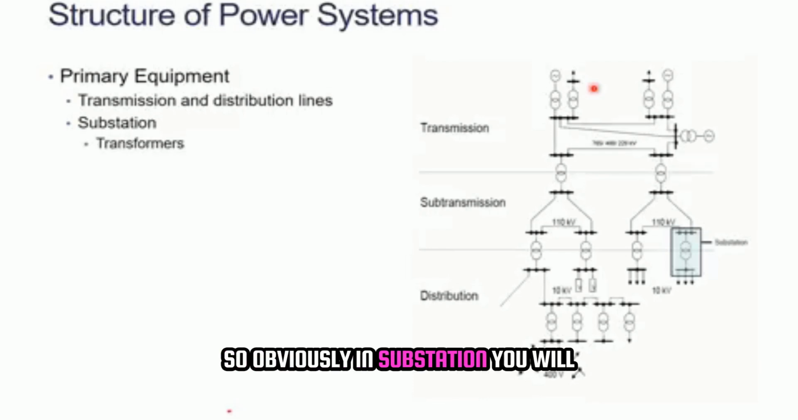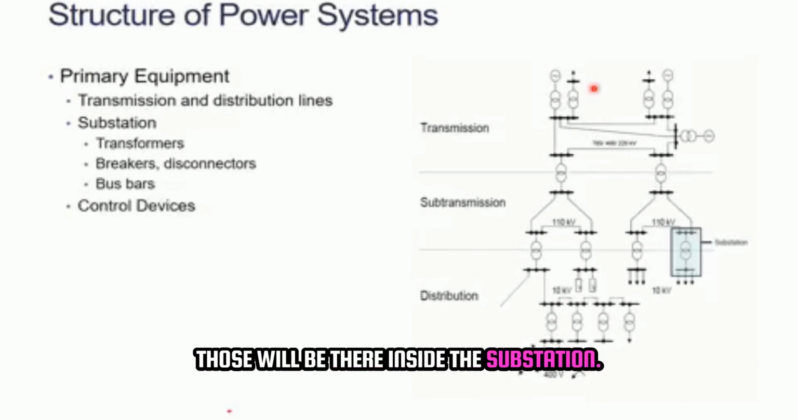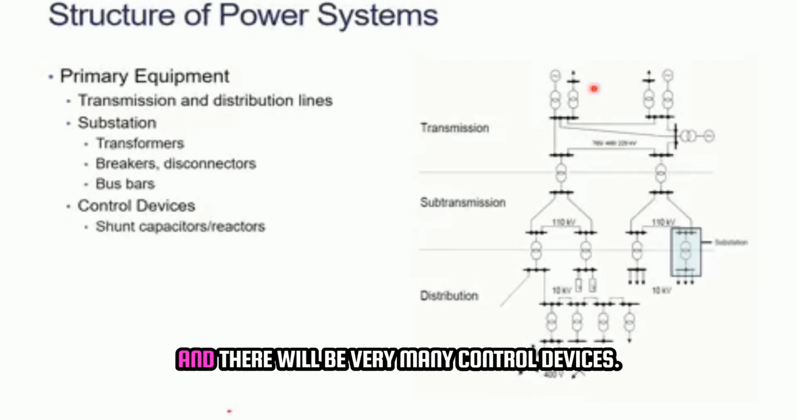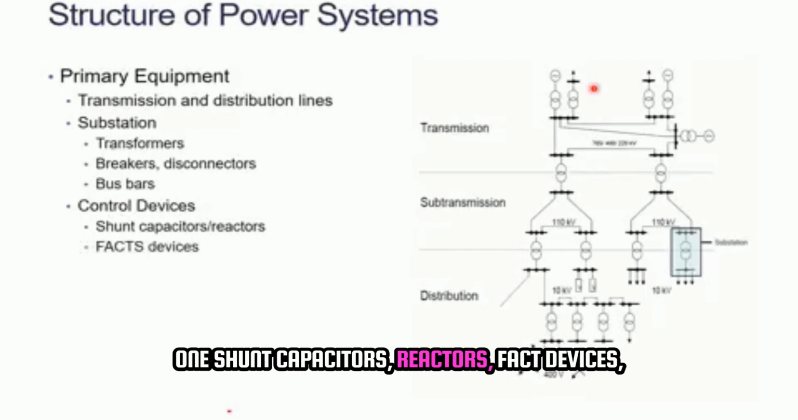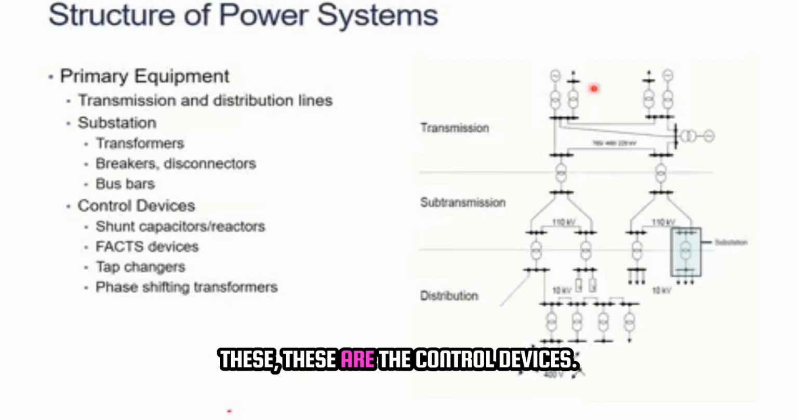Obviously in a substation you will see transformers, breakers, disconnectors, bus bars. Those will be there inside the substation. There will be many more equipments, but just to name a few. And there will be very many control devices: shunt capacitors, reactors, FACTS devices, tap changers, phase shifting transformers. These are the control devices.